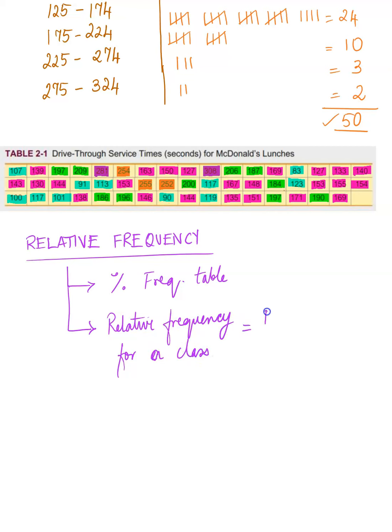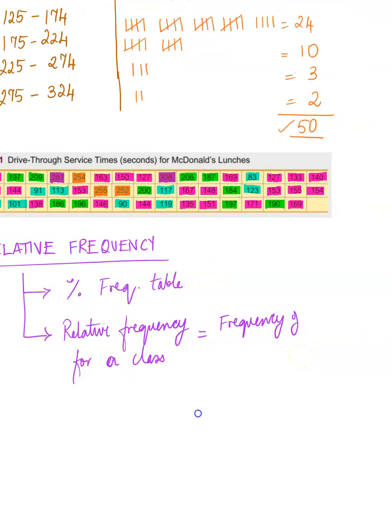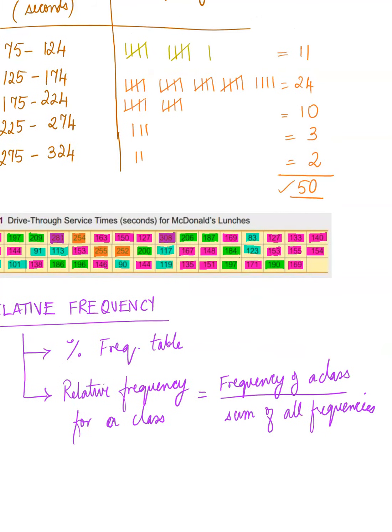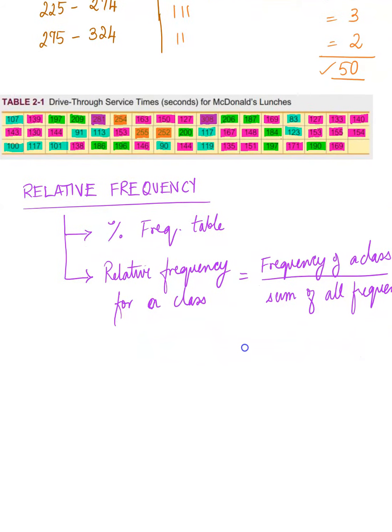That's a formula. So you take the frequency of a class, and divide it by the sum of all frequencies. So let's go back to this table here. The frequency of a class, let's look at the first class. The frequency there is 11, and the sum of all the frequencies is 50, so it's 11 out of 50. That will be the relative frequency of a class.